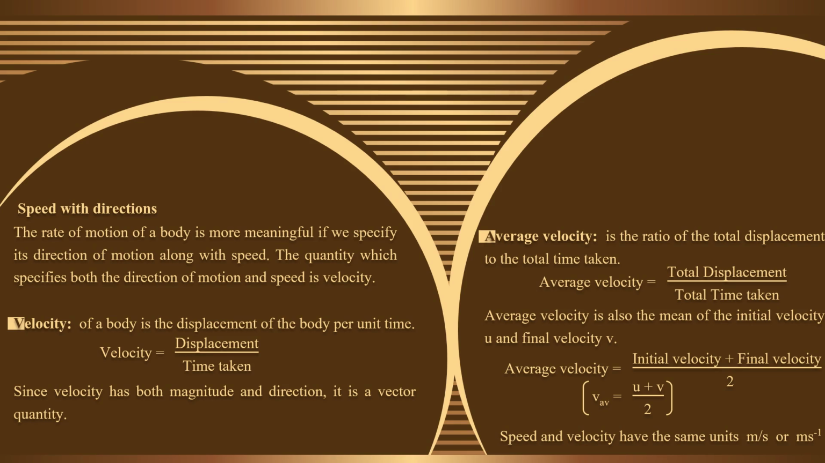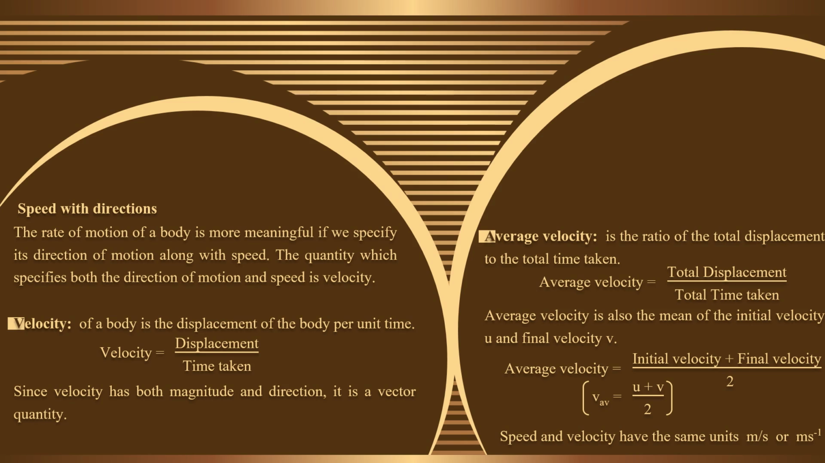Then the next one is average velocity. When the velocity of a body changes at a non-uniform rate, its average velocity is defined as the net displacement covered divided by the total time taken. When the velocity of a body changes at a uniform rate, then the average velocity is given by the arithmetic mean of the initial velocity and final velocity for a given period of time.